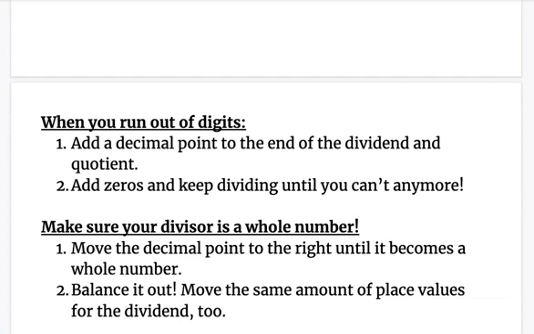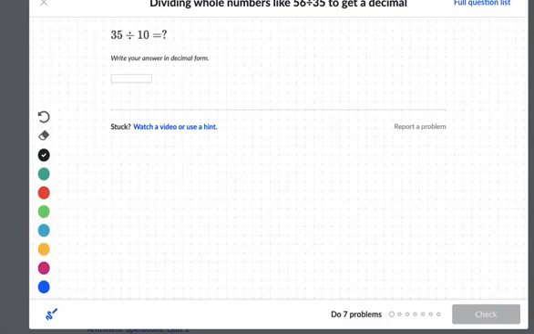All right, so let's go on to some examples. So we're actually going to use these steps. Here's the first example. We have 2 whole numbers being divided, and we want the answer in decimal form. Go ahead and pause the video and see if you can try it on your own first. Okay, in this problem, they have 35 divided by 10.